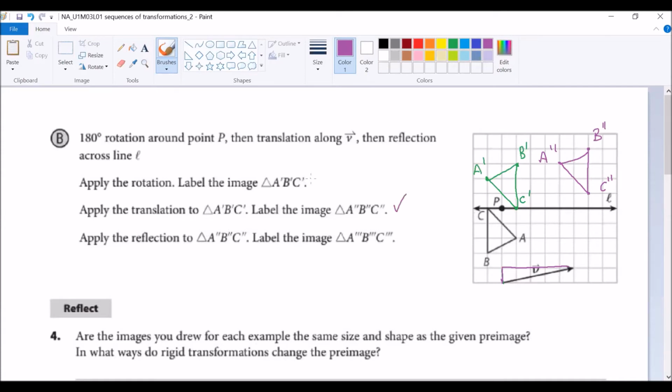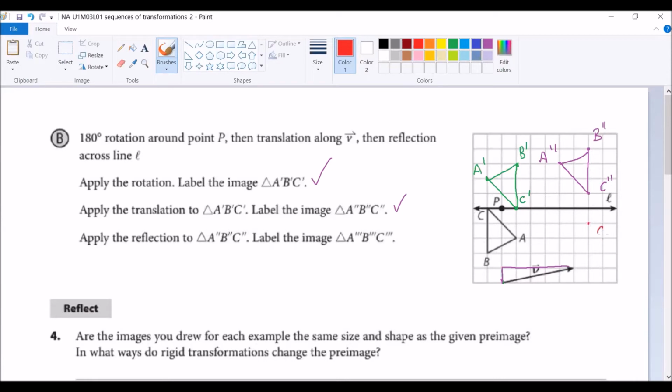We already did the first part. Now we have to apply the reflection to that purple triangle. What are we doing? A reflection across line L. Oh, that's simple. That's a simple one. Let's do red. We're just reflecting over line L.